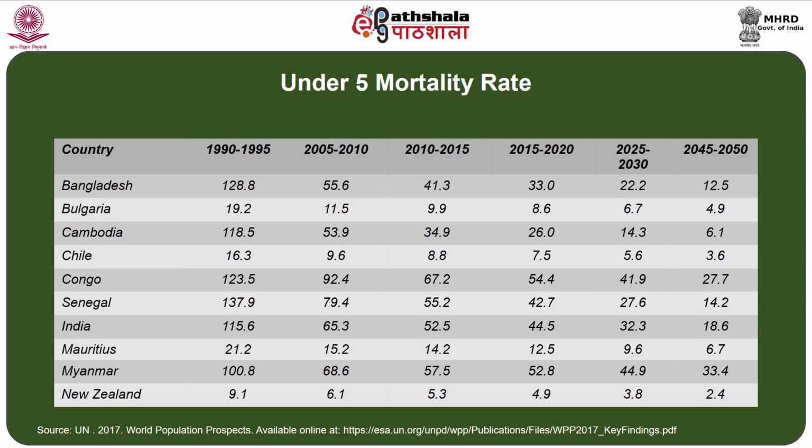For Mauritius, we see that during 1990 to 95 there was a relatively low under 5 mortality rate of 21.2, which declined to 14.2 in 2010 to 2015, and the projection shows that by 2025 to 2030 the under 5 mortality is going to be as low as 9.6. For New Zealand, it was 9.1 in 1990 to 95, and it has come down to as low as 5.3 during 2010 to 2015, and is further projected to decline to only 3.8 in 2025 to 2030.